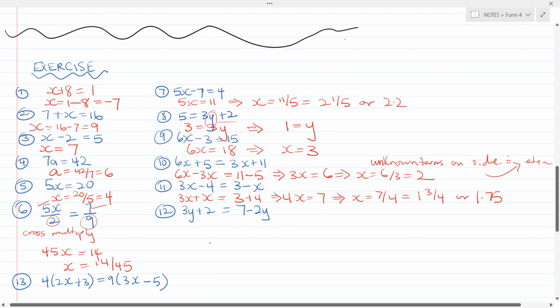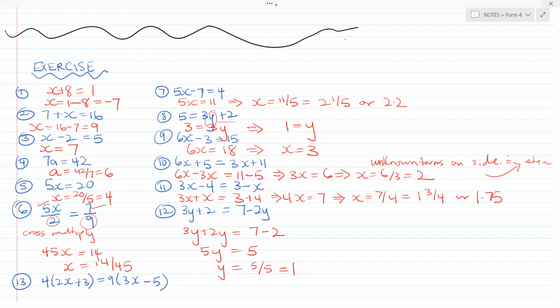For number 12, same thing again. 3y add 2y is equal to 7 minus 2. 5y is equal to 5. y is equal to 5 over 5, which is equal to 1.